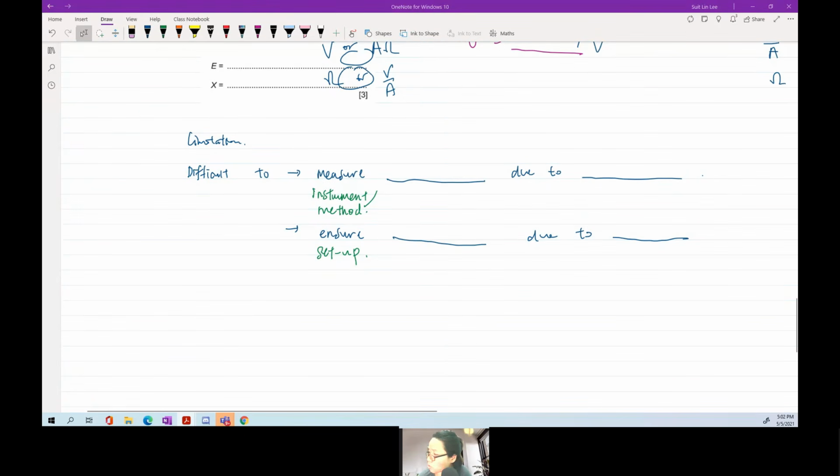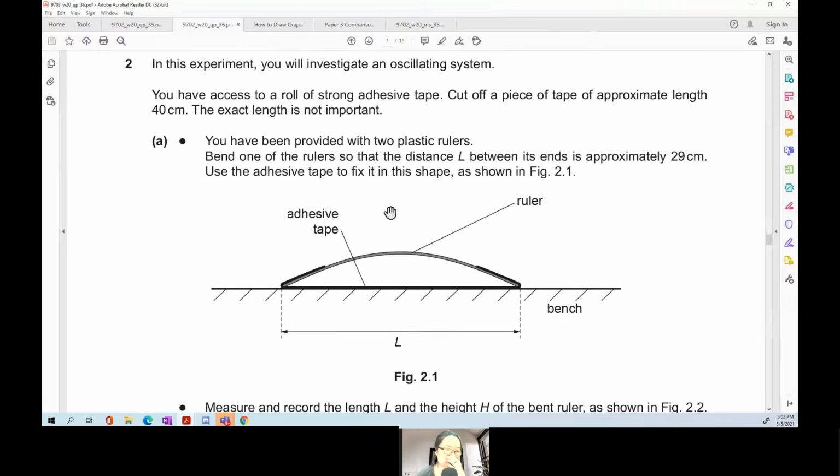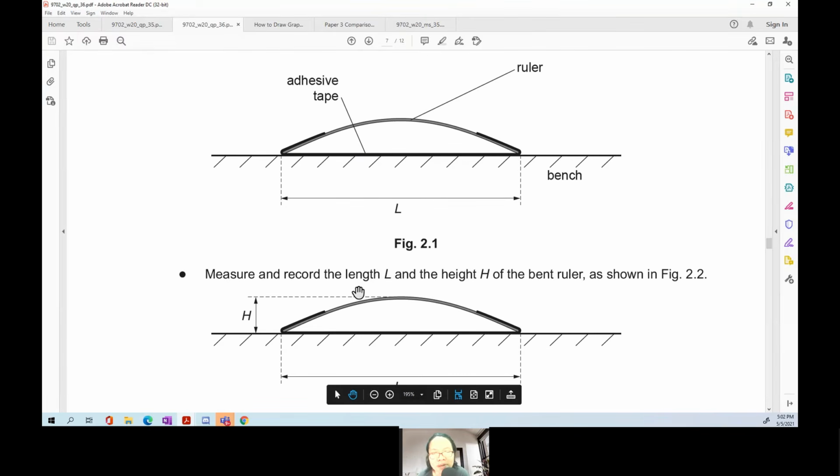Okay, so one last thing before I run off would be the other question that the college got, which is this one. So we stick a ruler like that, and then we measure the height. Okay, I got uncertainty. I got complaint now. I got complaint. How can you know where is the highest point of the ruler?